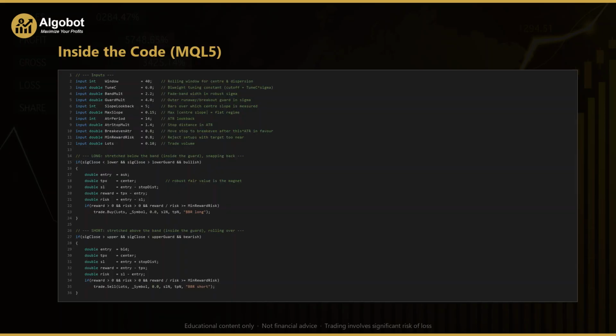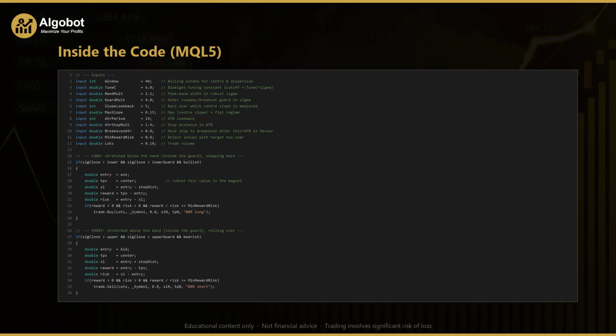Let's look at the actual MetaTrader code. At the top are the inputs. Windows sets the rolling lookback for the center and its dispersion, defaulting to 40 bars. Tune C is the Biweight tuning constant that fixes the cutoff distance. A lower value rejects outliers more aggressively. Band multiple sets the fade band width in robust sigma, and guard multiple sets the outer breakout fence.